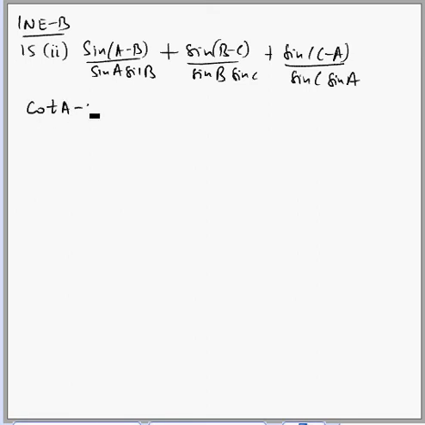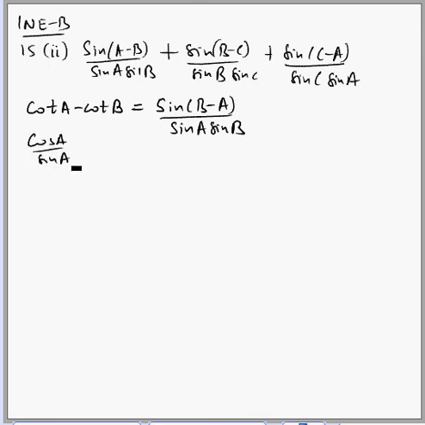Cot A minus cot B is sin(B minus A) over sin A sin B. The derivation is nothing, I have just taken the LCM here. I have replaced cot A by cos A by sin A, cot B by cos B by sin B, and taken the LCM. And if I take the LCM, the numerator becomes sin B cos A minus sin A cos B, and that is sin of (B minus A), divided by sin A sin B. Right?